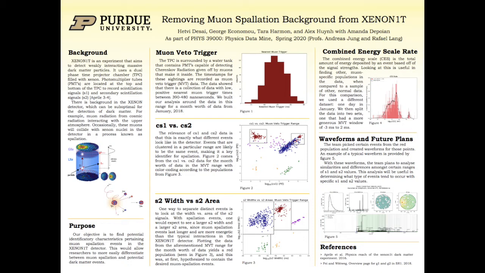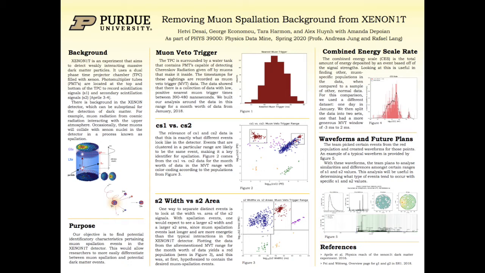The S1 and S2 data are the total strength of the signals in the detector received from an interaction, with S1 being the one produced by light following the interaction, and S2 being the one produced by scintillation of released electrons. The C stands for corrected, as machine learning was used on these values to correct for slight imperfections in the XENON1T detector. The relevance of CS1 and CS2 is that this is exactly what different events look like in the detector. Events that are clustered in a particular range are likely to be from the same type of event, making it a key identifier for spallation.